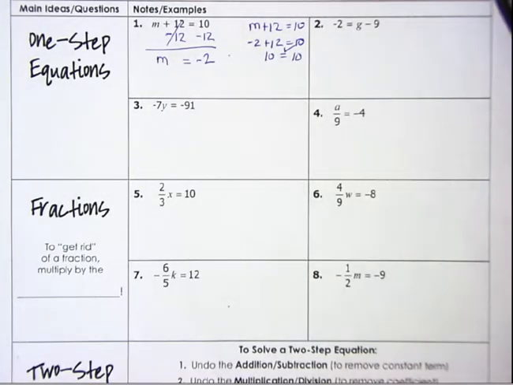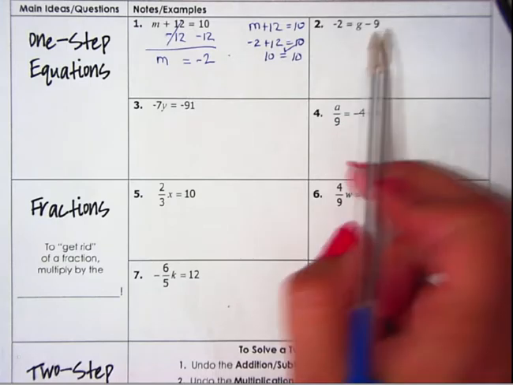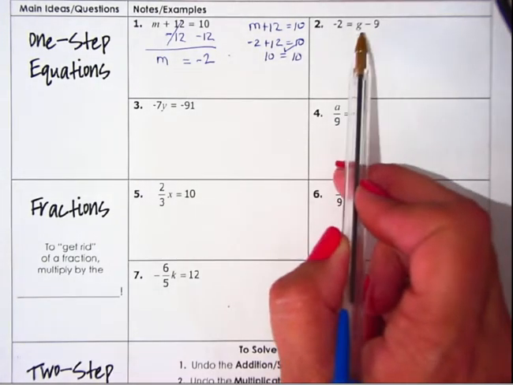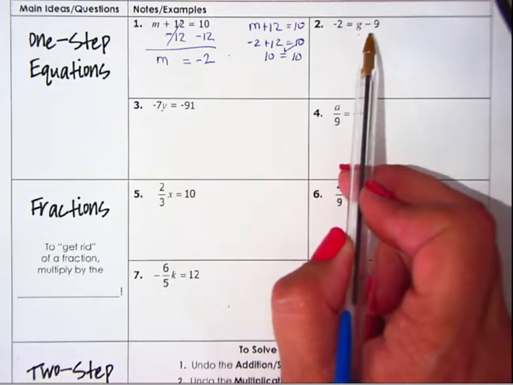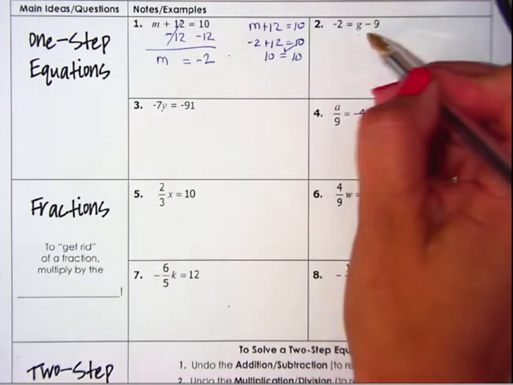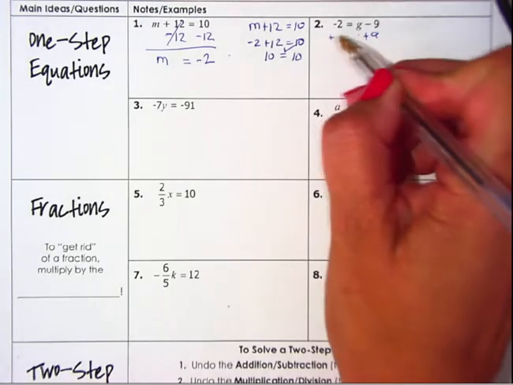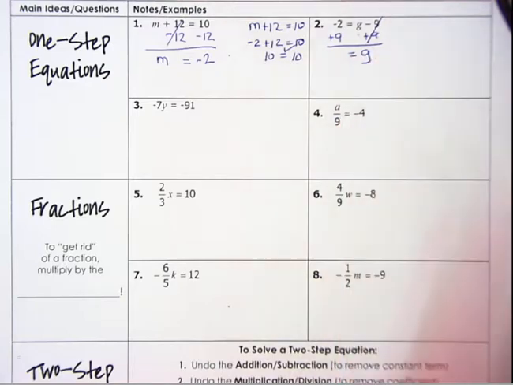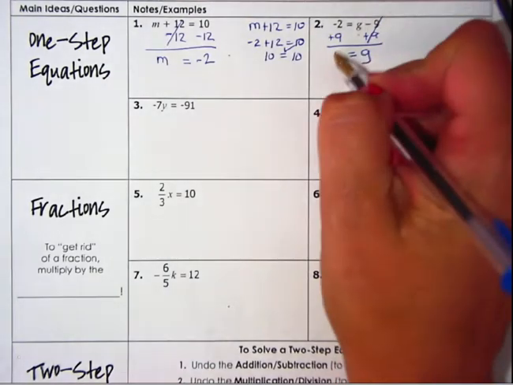Okay, the second one. This time we have negative 2 is equal to g minus 9. So again, we're going to find our variable, and we're going to look at the operation that's between that variable and the number, and in this case it's subtraction. So to undo subtraction, we're going to use addition. So we're going to go ahead and add 9 to both sides. When we do that, we end up getting that g is equal to 7.